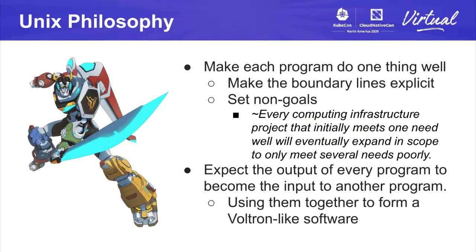As a group, we are also trying to follow a particular philosophy, and that is arguably the Unix philosophy. We want to make each program do one thing and do it very well. The boundaries between the separate projects should be clear, and there should not be ideally that much overlap. Every computing infrastructure project that initially meets one need well will eventually expand in scope to only meet several needs poorly. This is something that we have to avoid. We also expect the output of every program to become the input of another program. And combining all the tools that we have, we want to create this Voltron-like software.